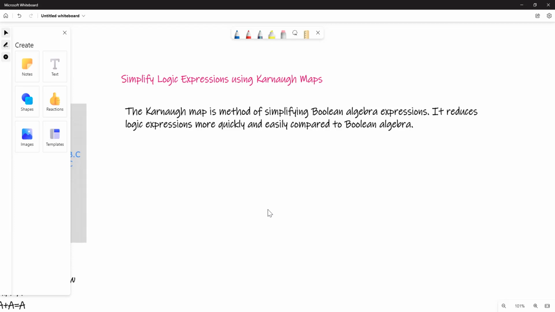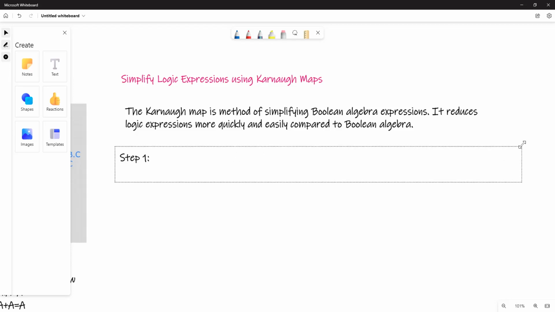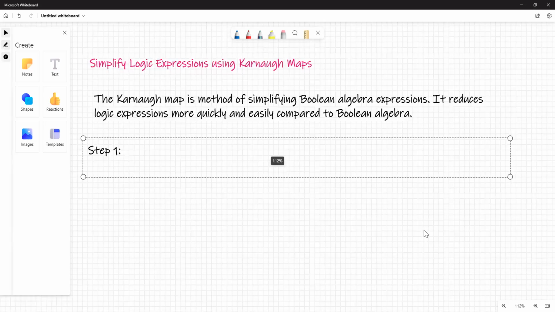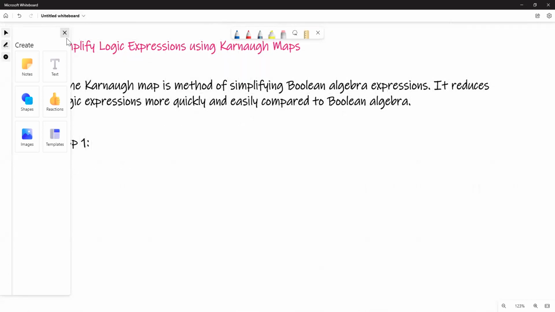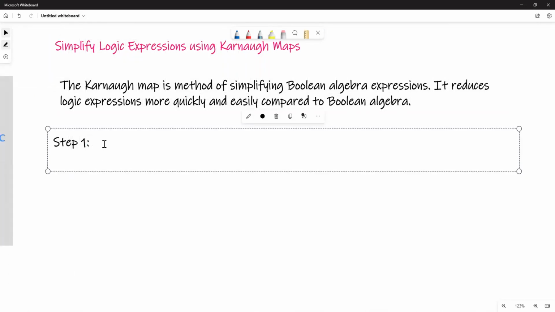Now, first of all, let's look at how we can define a Karnaugh map, right? So step one, this is what you should do, right? The first step. Now, once you have this, this is what you should be doing, right? As a first step, right?